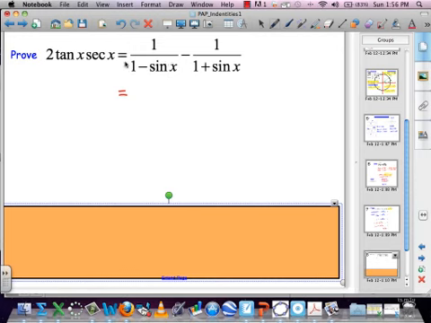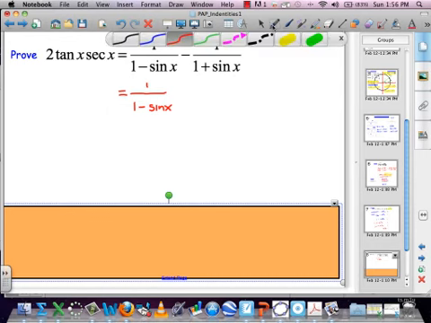Now I want you to see something here: 1 minus the sine of x. When you see 1 minus or 1 plus a trig function, bells and whistles go off, and this would be the same if it was trig function minus 1, or trig function plus 1.